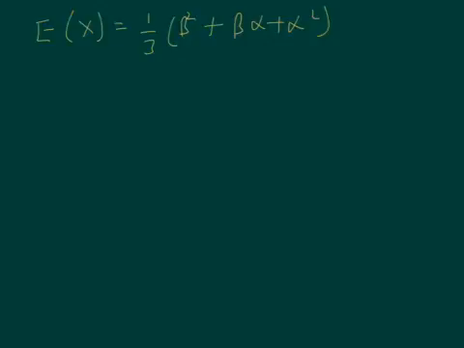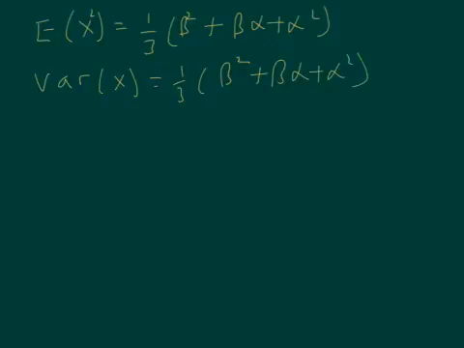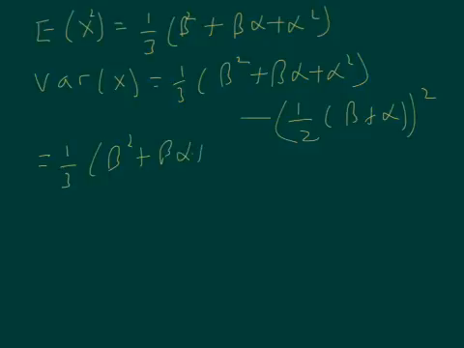So now we know what the expected value of x squared is, we can work out what the variance is. The variance is the expected value of x squared minus the expected value of x all squared, and the expected value of x we have as a half beta plus alpha, so it's a half beta plus alpha all squared. So this works out to be 1/3 of beta squared plus beta alpha plus alpha squared minus 1/4 of beta squared plus 2 beta alpha plus alpha squared.